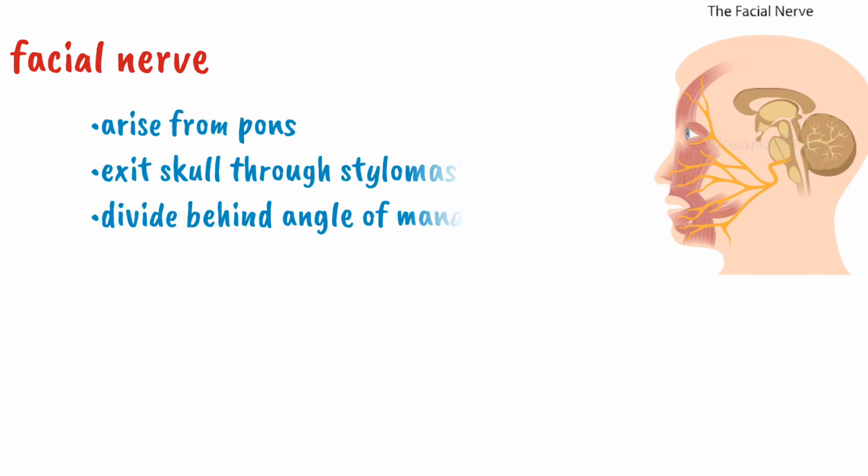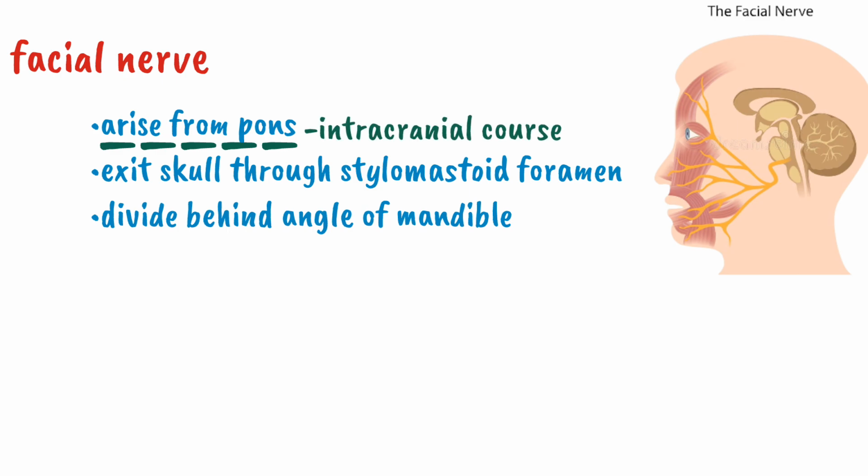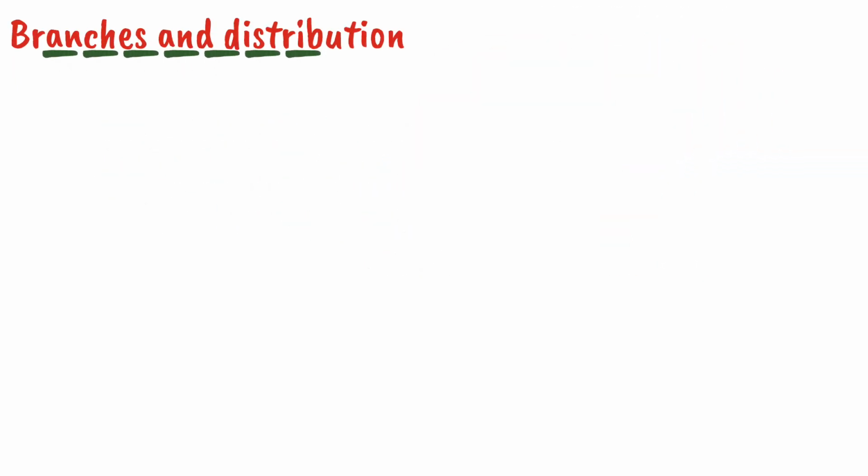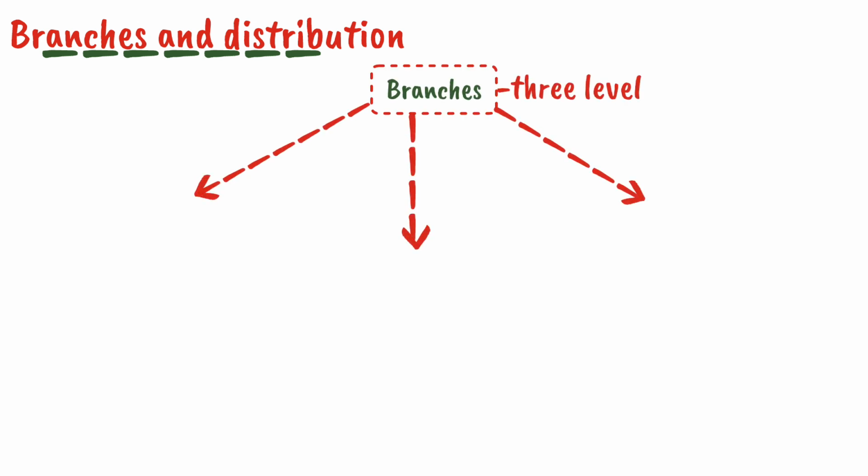The facial nerve arises from the pons, then it has an intracranial course, then it exits the skull through the stylomastoid foramen, and then at the angle of the mandible it divides into 5 terminal branches. To understand the facial nerve branches and distribution, we have to understand that the facial nerve gives branches at 3 levels. The first one is within the facial canal.